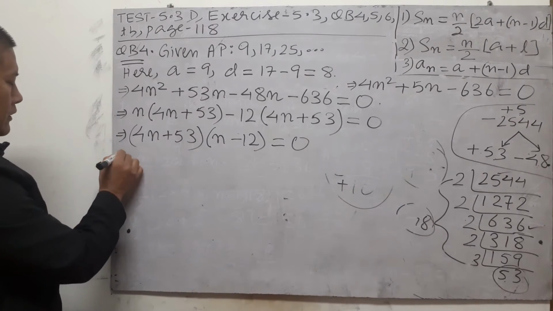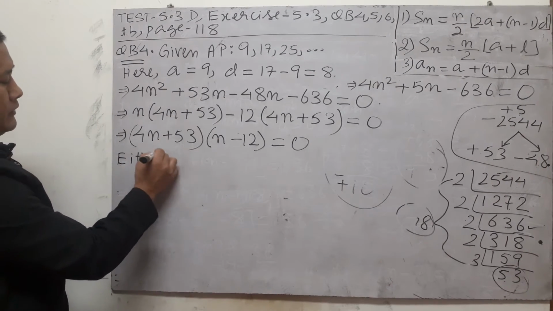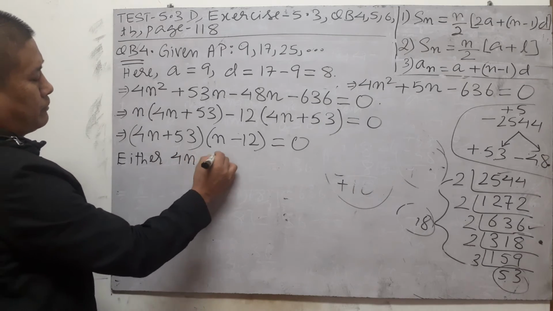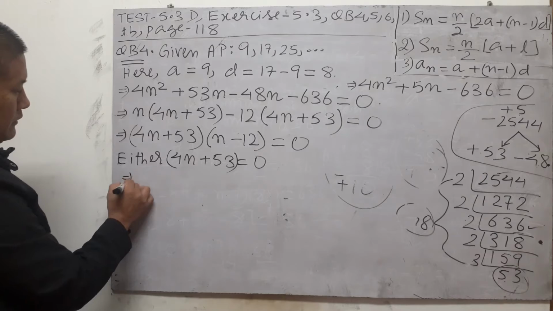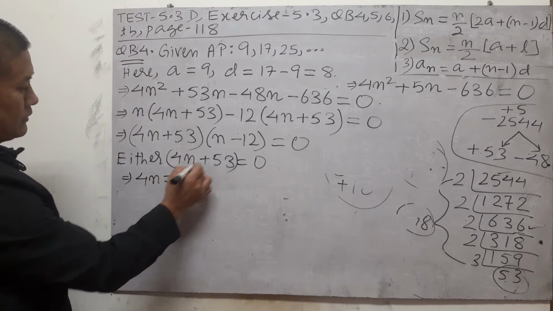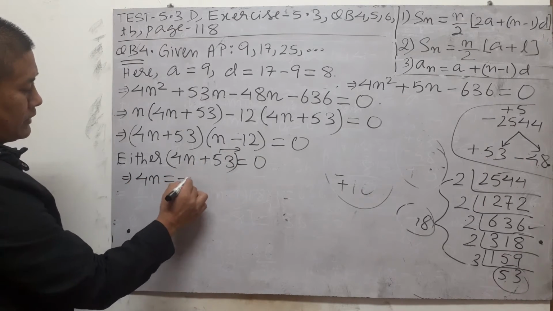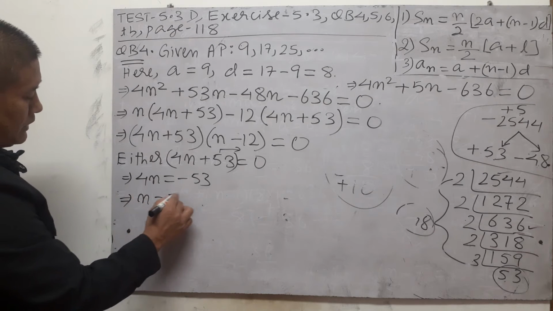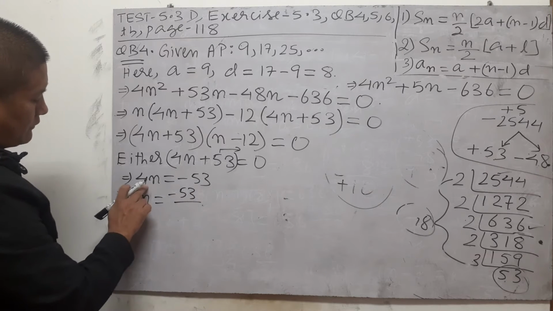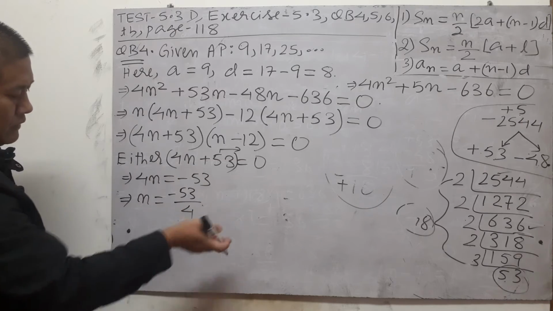So the two factors, either the first factor 4n plus 53 will be equal to 0, which is here 4n is equal to, shift this to the right side, then minus 53, then n is equal to minus 53 divided by this 4, which will come down when shifted to the right side.